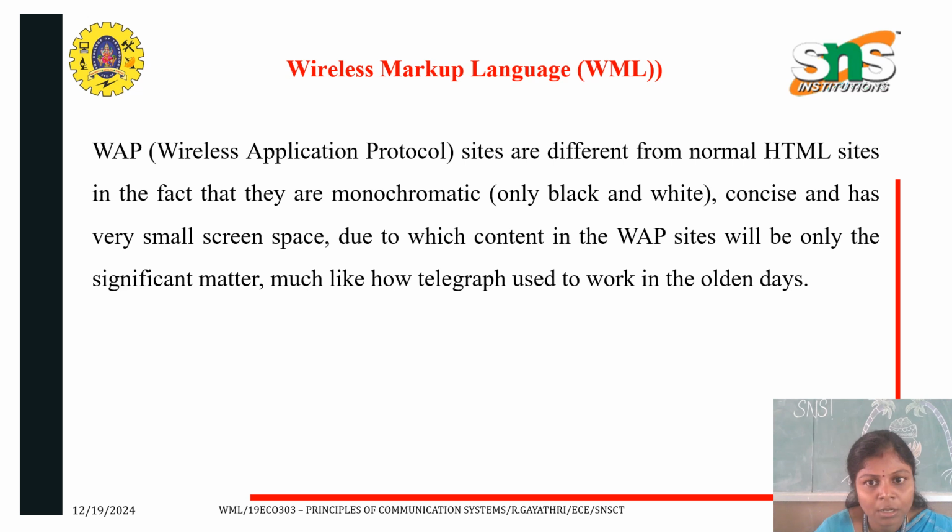WAP, Wireless Application Protocol, sites are different from normal HTML sites in the fact that they are monochromatic. Only black and white pictures can be displayed, and the screen is very small, due to which the content in WAP sites will be only the significant matter, much like how telegrams used to work in the olden days.